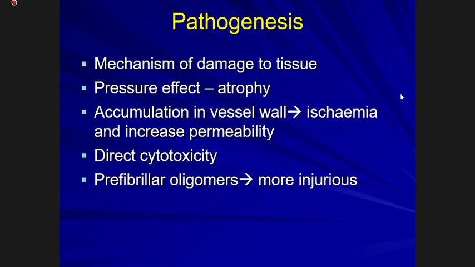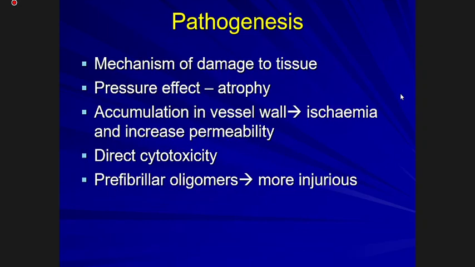It can also accumulate in the vessel wall and cause ischemia to the organ that is supplied by this vessel, and it can also cause increased permeability of the vessel. So that is the second mechanism of damage to the tissue that can be done by this amyloid protein.